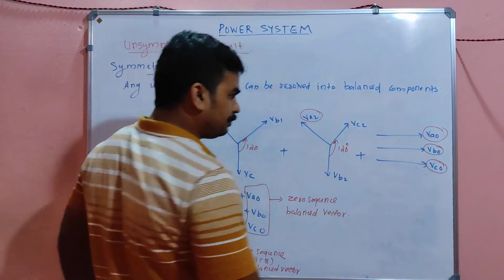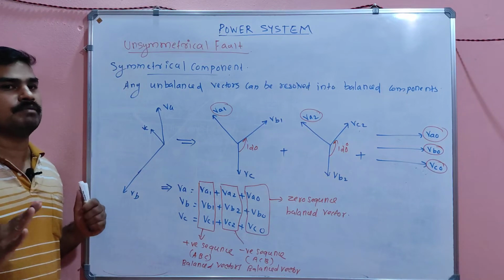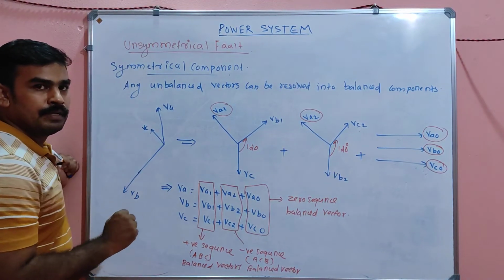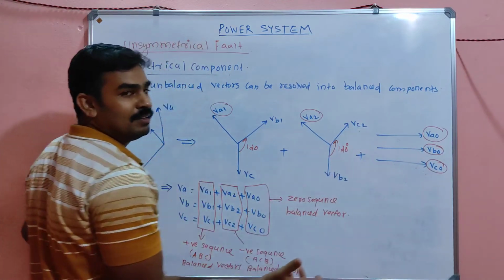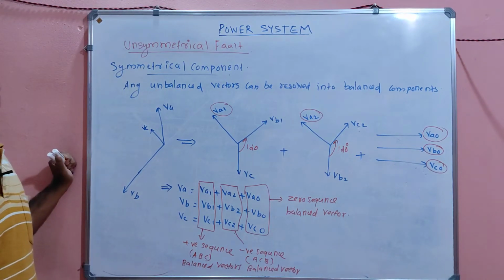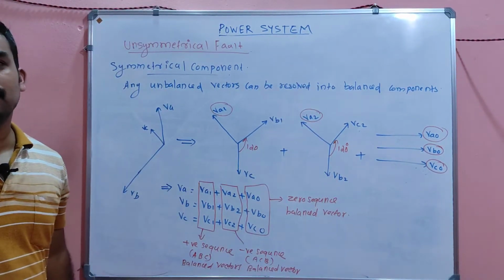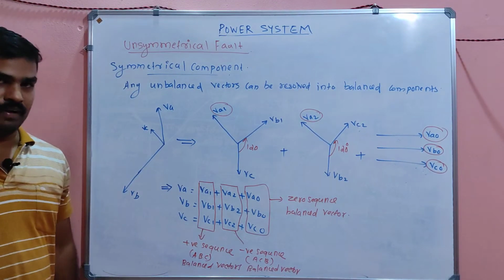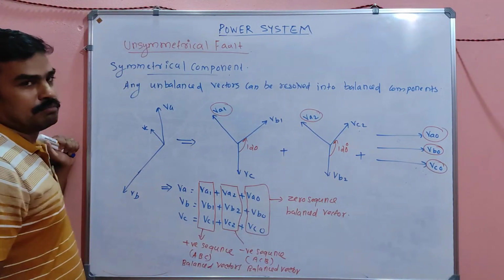So listen, my dear. What we studied now, please observe very carefully. If you have any unbalanced vector in your hand, you can split it into three sets of vectors, and these three sets of vectors are balanced. If we have balanced vectors in hand, then it is very easy to find the resultant, the fault current, everything. Okay, I will also explain one more thing pictorially, my dear.